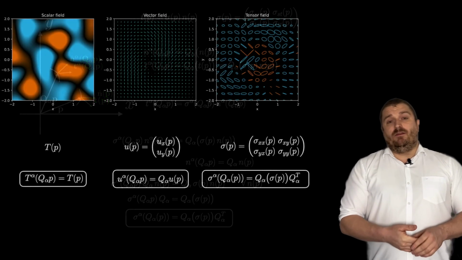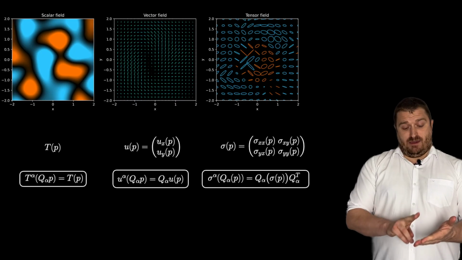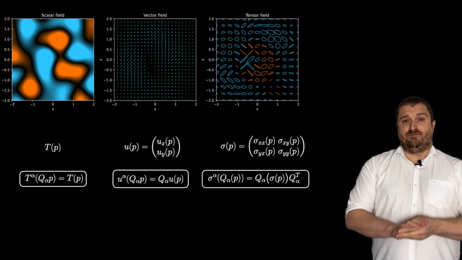So in summary, we've got our scalar field, our vector field and our tensor field, and the formal transformation properties for all three.